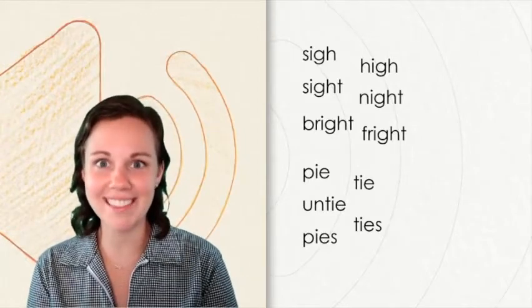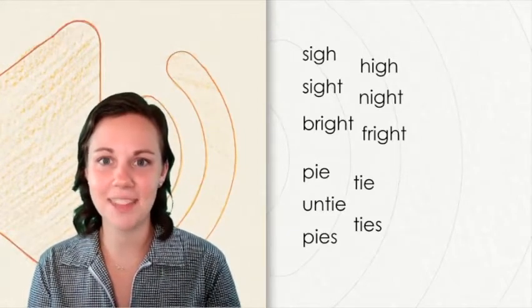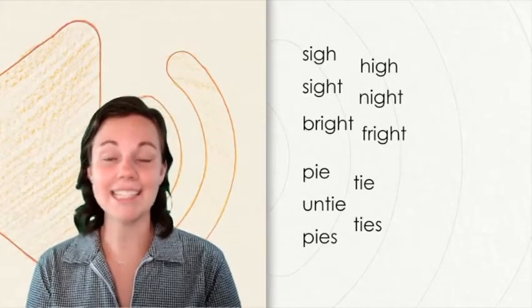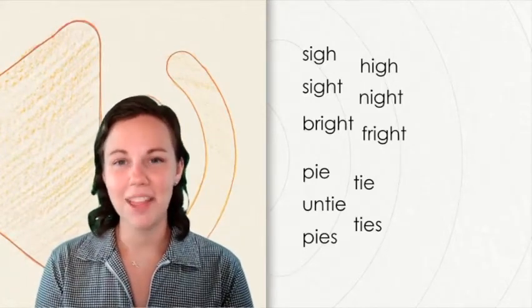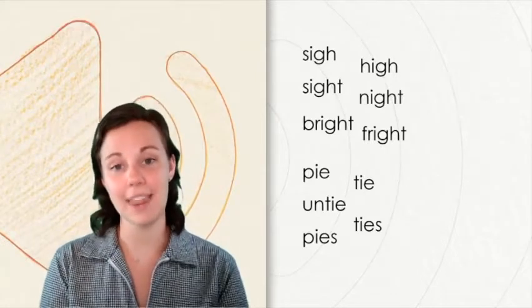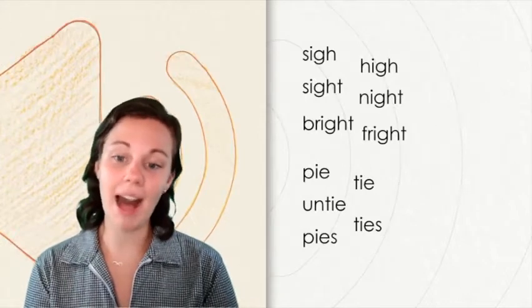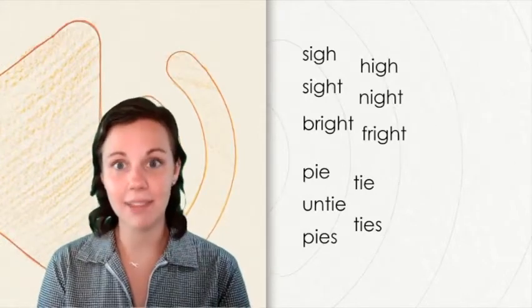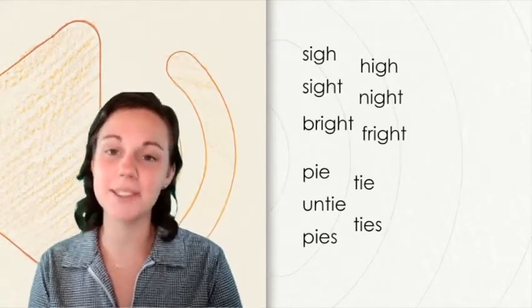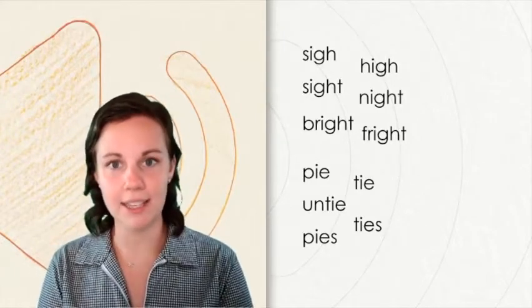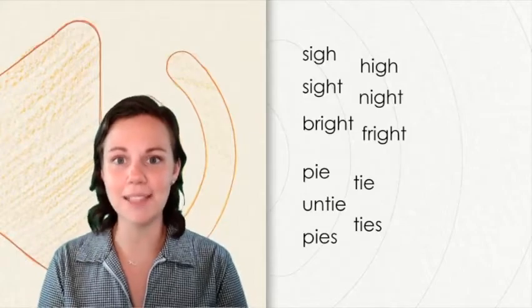Do you see it in that list? And the second spelling pattern you probably noticed is IE. Those two letters also work together to make the long I sound. You saw it in pie, tie, and untie, down towards the end of our list. Great job taking a look at these words and finding our new spelling patterns.